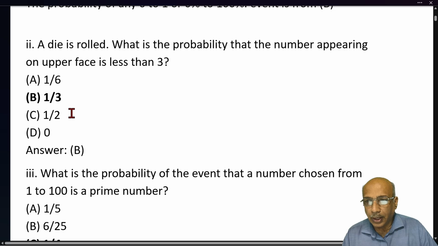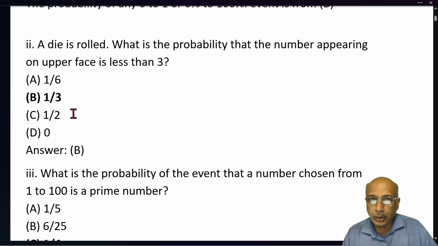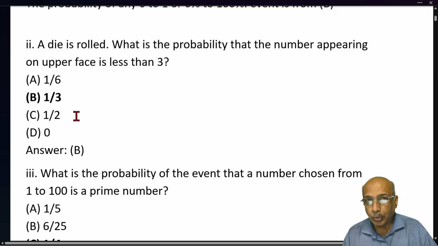Next, a die is rolled. What is the possibility that the number appearing on the upper face is less than 3? Less than 3 will be 1, 2. So, 2 numbers will be there out of 6. So, 2 by 6 is 1 by 3. Option is again B.